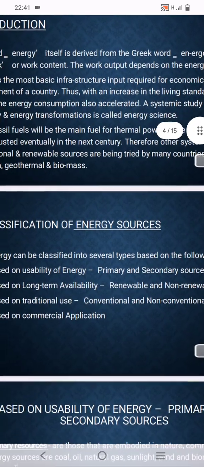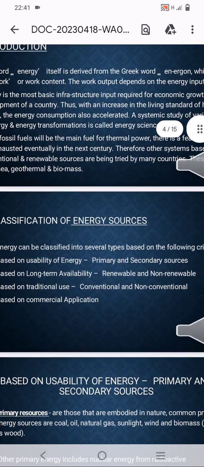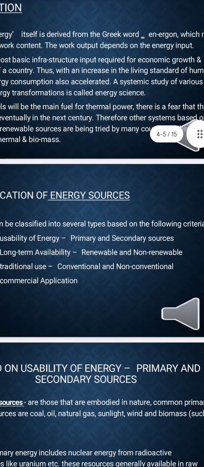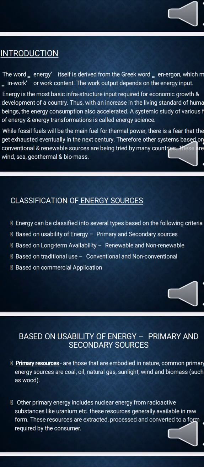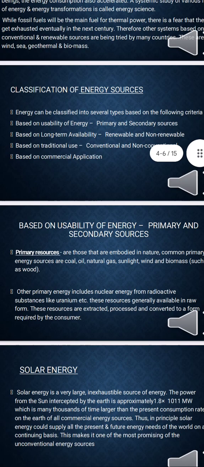Classification of energy sources. Energy can be classified into several types based on the following criteria: based on usability of energy, primary and secondary sources; based on long term availability, renewable and non renewable; based on traditional use, conventional and non conventional; based on commercial application. These are the classification of energy sources.